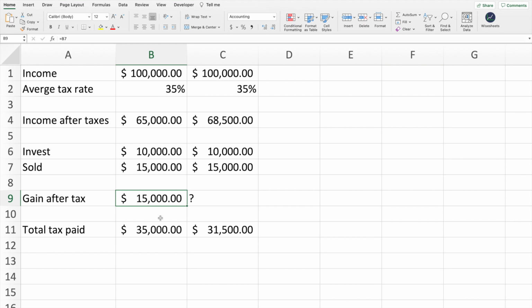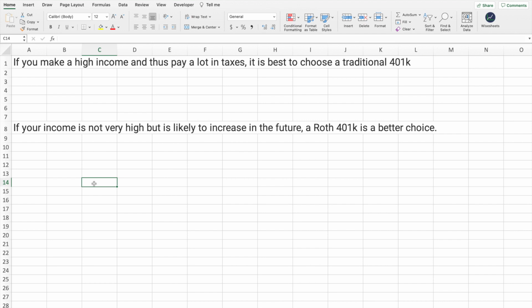And so the difference here is that in this case, we were looking at $35,000 in total tax paid, whereas before we were looking at $36,750. The question then that comes up is, how do you know which investment account to choose?